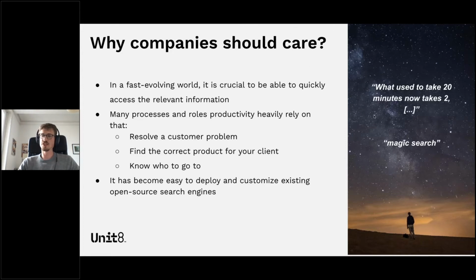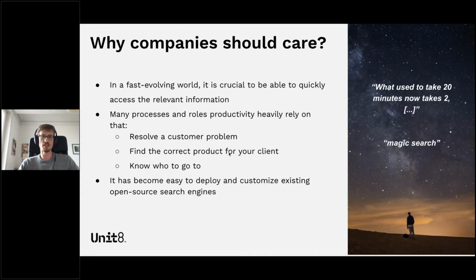Our experience with search engines is that we developed one and we got a lot of positive feedback, even though search engines are nothing magic, even though some of our users called it magic search. We don't do anything crazy, but just having a good search engine, people care about that, and that makes their jobs much easier.